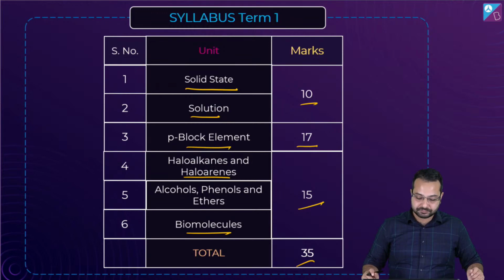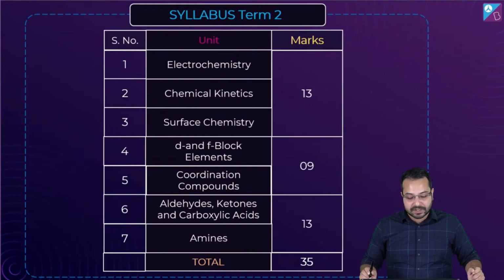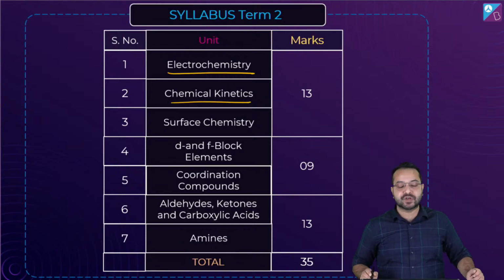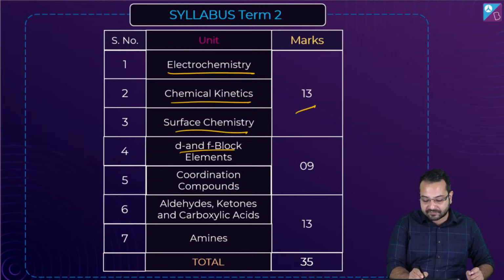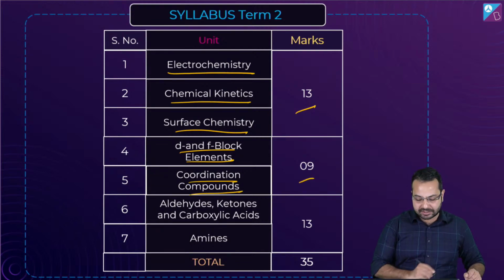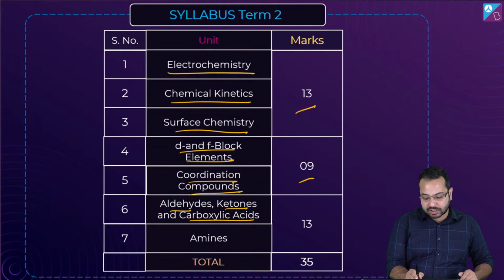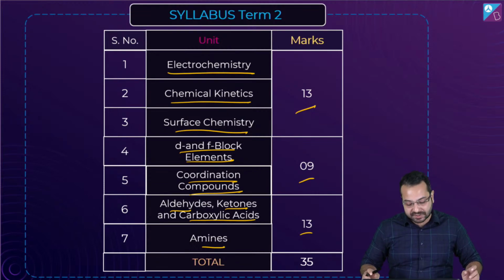Correct? Now let's talk about the term 2 syllabus. In term 2, the physical chemistry part, electrochemistry, chemical kinetics, surface chemistry, is going to carry 13 marks, and D and F block elements and coordination compounds, the inorganic part, are going to carry 9 marks. And the organic part, aldehydes, ketones, carboxylic acids and amines, are going to carry 13 marks, which makes a total of 35 marks.